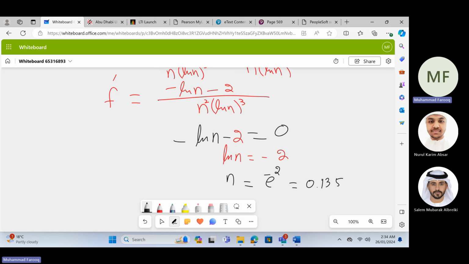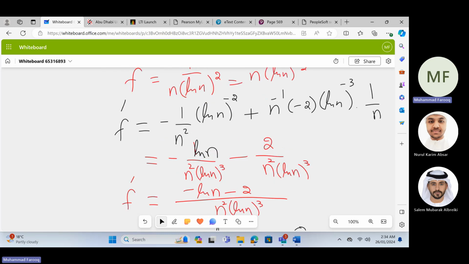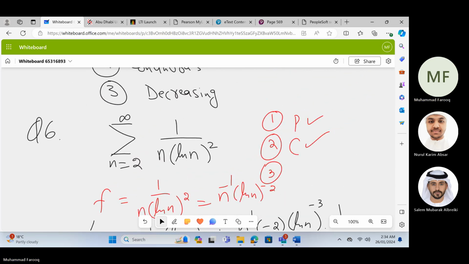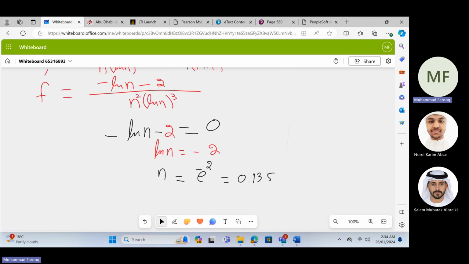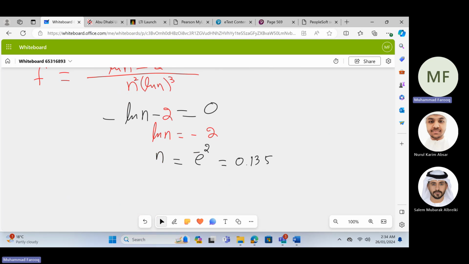Check: is it coming in your domain line? 0.135 is coming in the domain line? The domain starts from where? From 2. Is 0.135 in the domain? No. It's not a CP. Reject it. Not CP, not accepted, because the domain starts from 2.